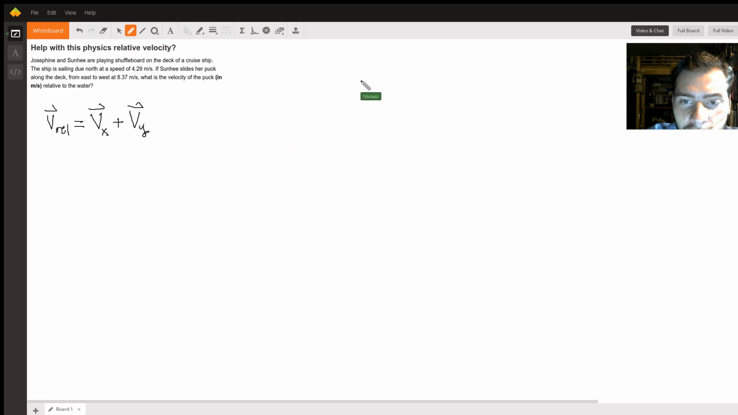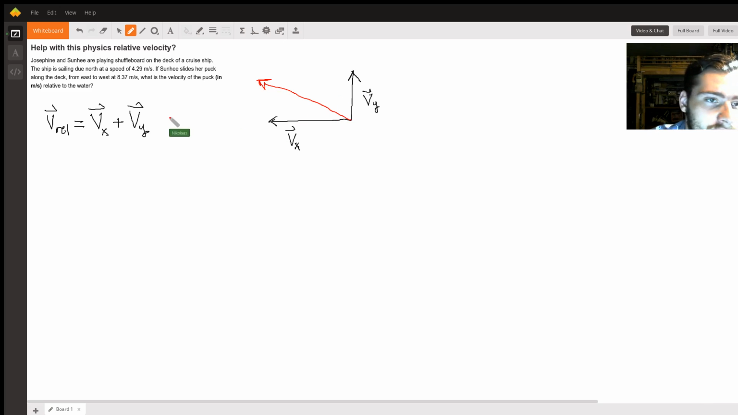Let's first look at how we add the two vectors together. We're going to do it graphically. That arrow represents v sub y, our north velocity. Then I'm going to draw another arrow pointing to the west. That represents our horizontal velocity, or v sub x. Our resultant, or relative velocity, would be an arrow like this.